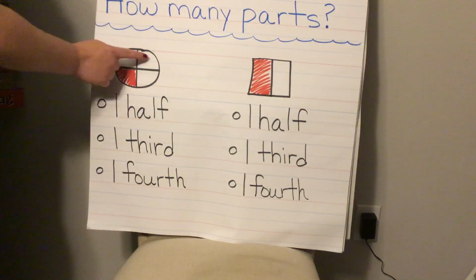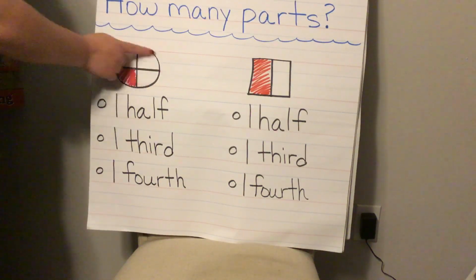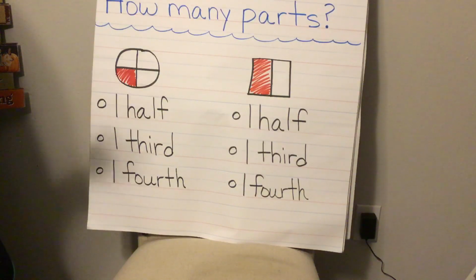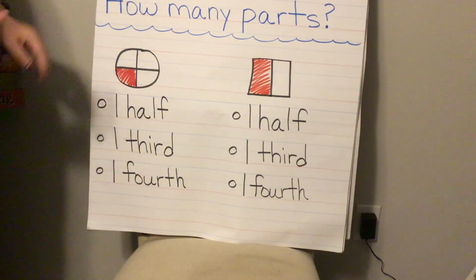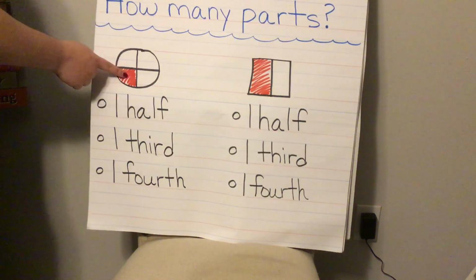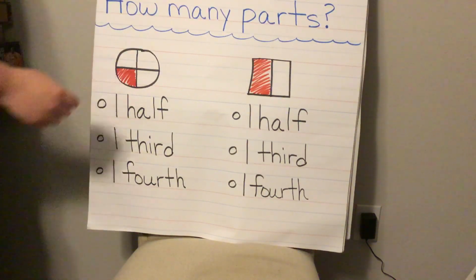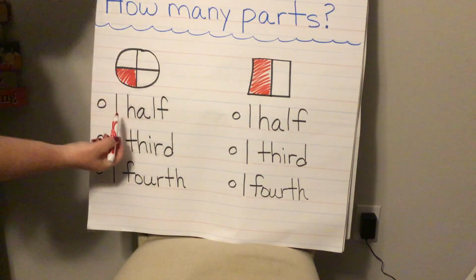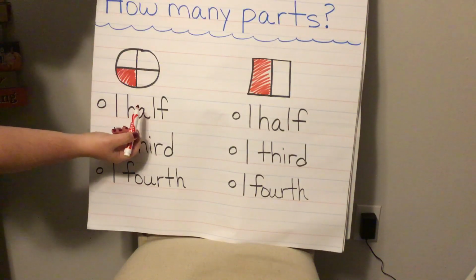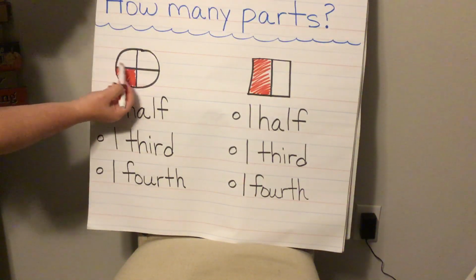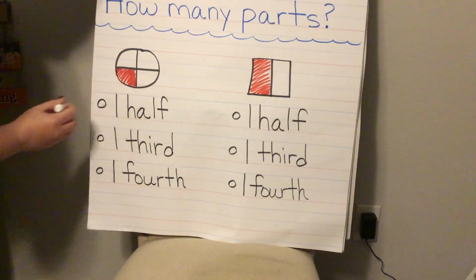So I have 1, 2, 3, 4 pieces in my whole circle here, and they are all equal parts. What we want to know is how many parts are shaded. Well, we have 4 here, but how many are shaded? Just 1. So my answer would be 1/2. No, if it was 1/2, that would mean it'd be half the circle. That would mean up here would have to be colored as well. So it's not 1/2.